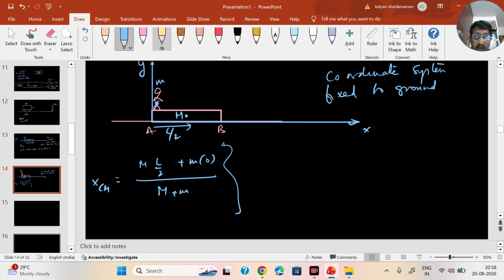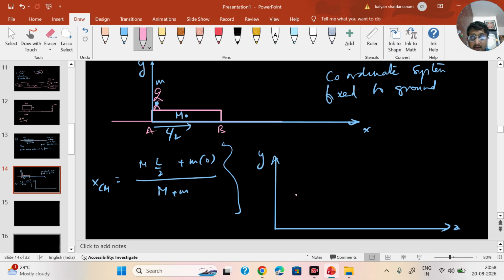Now after some time, what happened? After some time, I am redrawing this figure. Okay, coordinate system is fixed to the ground. Let me draw with blue color only. I'm just redrawing the figure down. Coordinate system is fixed to the ground. It did not move an inch. But the plank came back like this. Person went forward. When person went forward, plank came back. Let us say plank came back by a distance x.